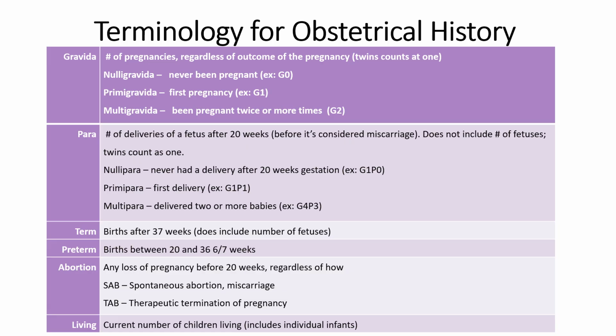And then L is living, which is the current number of living children that are alive after the actual birth. So G is for gravida, P is for para, T is for term, P is for preterm, A is for abortion, L is for living. So when we are caring for a patient, it's important to know their G's and P's, and of course their TPAL.